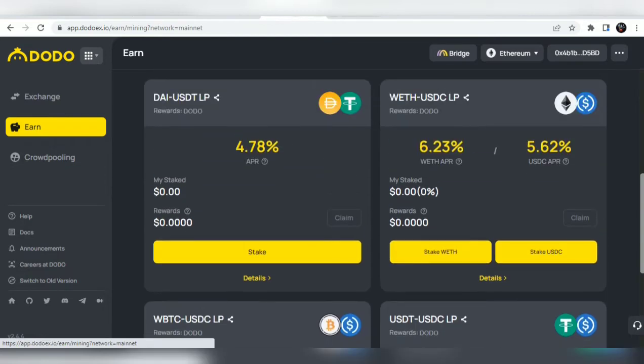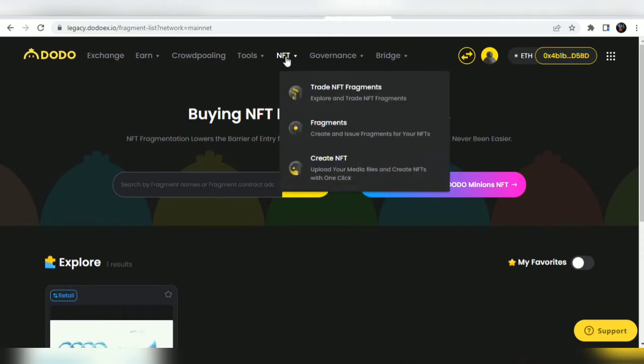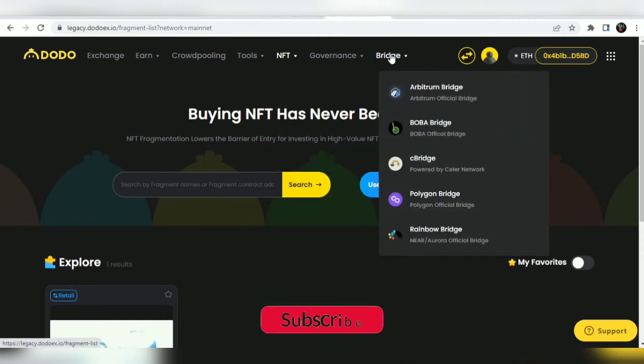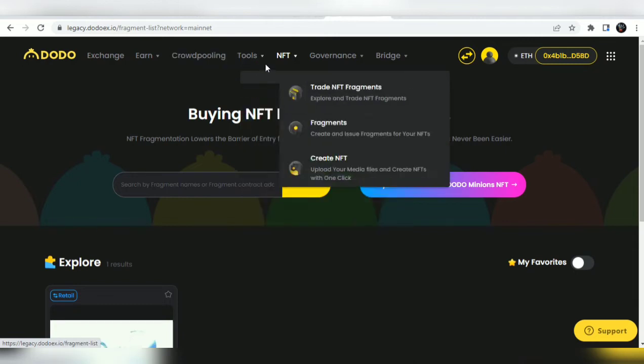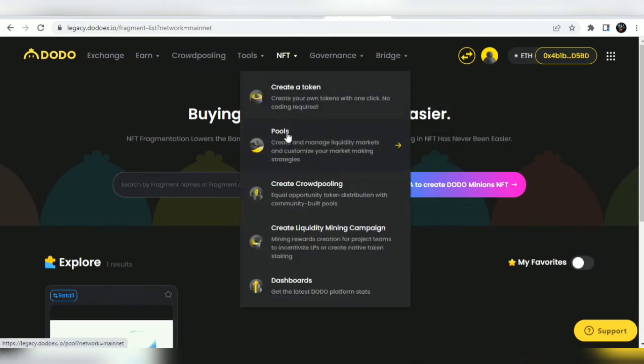Next, you can see there are so many things you can do across the DODO protocol. You have the bridge. Do look through a couple of bridges here. You also have the crowdpooling feature where you can raise funds for a particular project in a very decentralized way. You can also use the DODO protocol to create your own token. No coding required. Create your crowdpooling and also create your liquidity mining program.